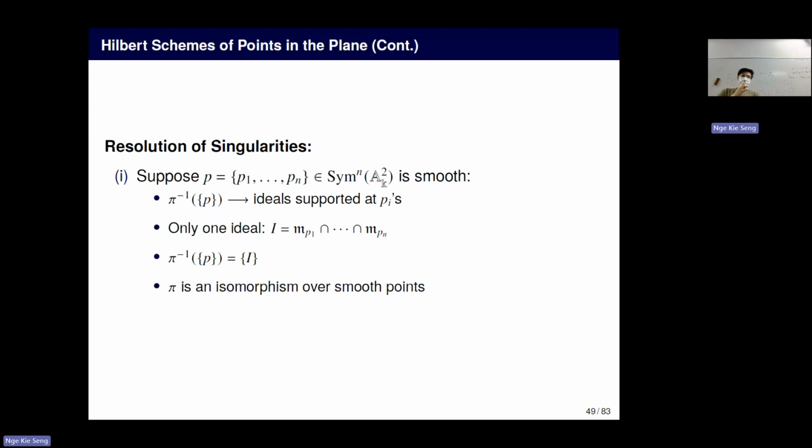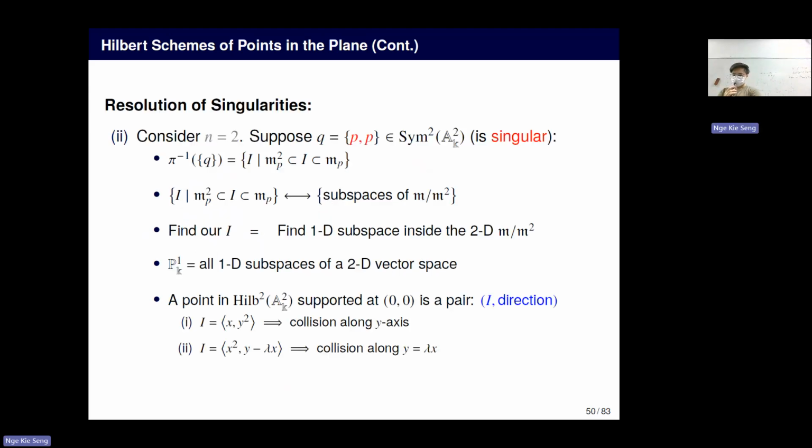Okay, so we would like to see how the resolution of singularities happens. First of all, for the case of the smooth points, which corresponds to distinct points, the fibers of these smooth points correspond to only one ideal, as we have shown previously, which is just the intersection of the maximal ideals corresponding to each of these distinct points. In particular, the Hilbert-Chow map is an isomorphism over all the smooth points. But what about the singular points?